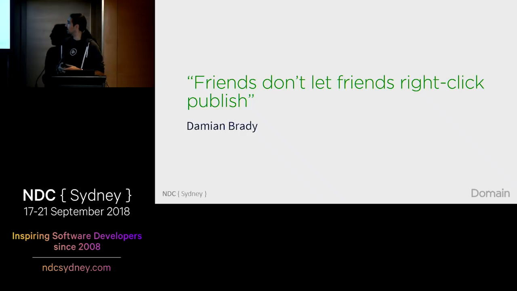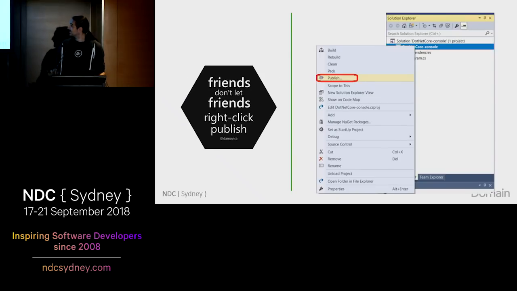One wise man said one day, friends don't let friends right-click publish. What he meant there is don't do this, because then again, you never know that the tests have run, and you never know that you're going to be shipping good quality to production.